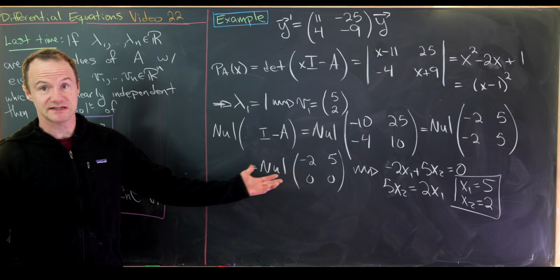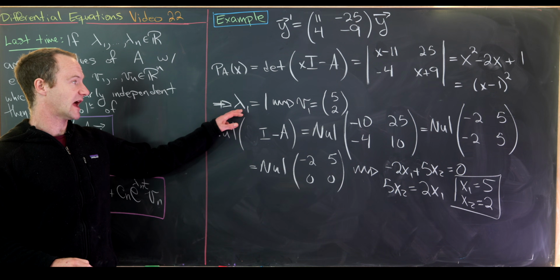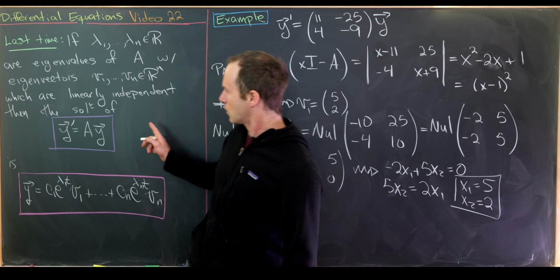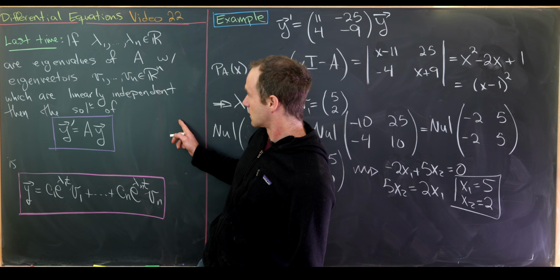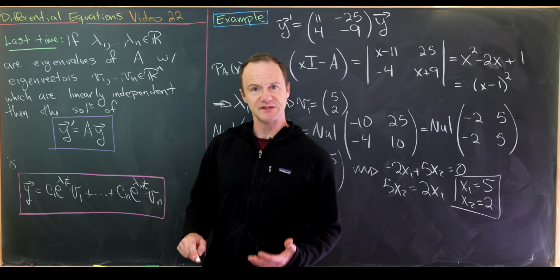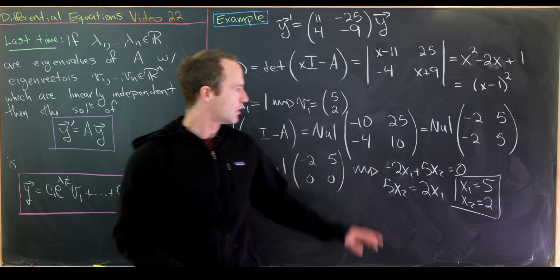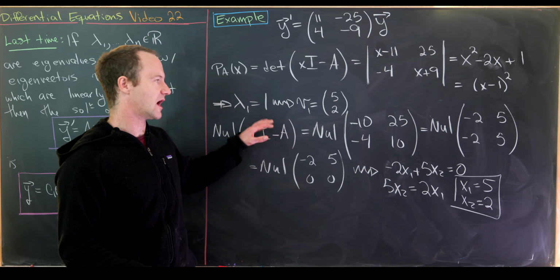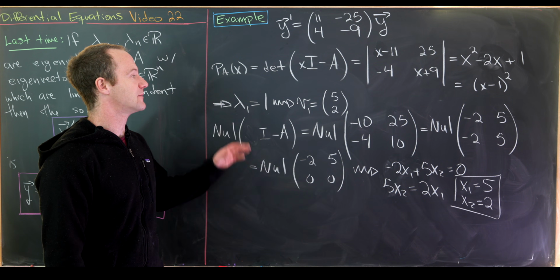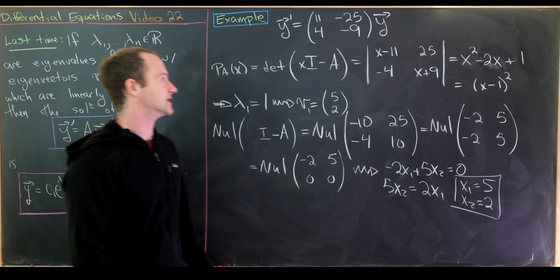But notice we only got a single eigenvector there. We have an eigenvalue and a single eigenvector. But in order to use this rule over here, we need a basis of eigenvectors for R2, which means we need 2 eigenvectors. But we've only got 1 eigenvector, so that's a problem. We can't use this rule over here. So we've got to think up a different way to solve this.